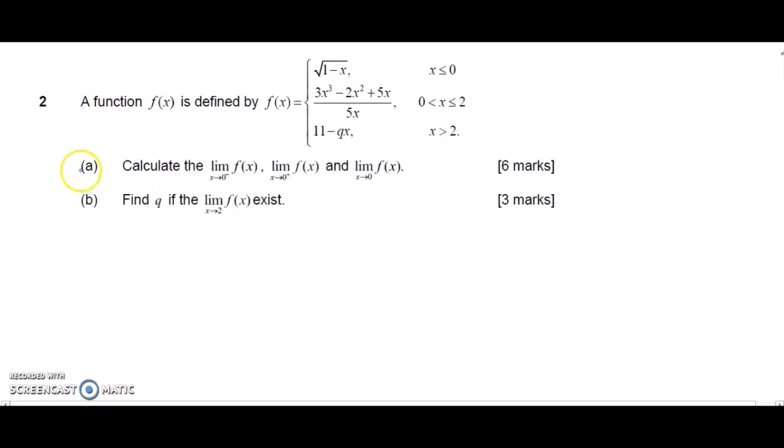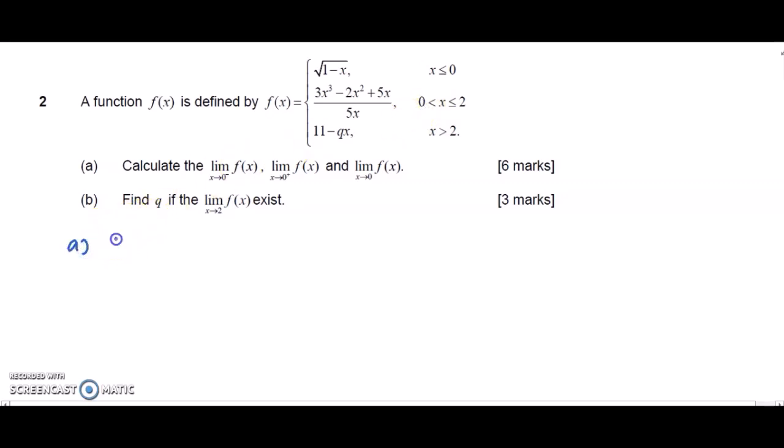And for Question 2, you're given a piecewise function f(x). Then we need to calculate the limit. This is a left-hand limit, and this is a right-hand limit. From the left-hand limit and right-hand limit, you're going to conclude the value of the limit of f(x) when x approaches 0. Because 0 here is the boundary value in our interval, we need to be careful, because the left of 0 and the right of 0 have different subfunctions.